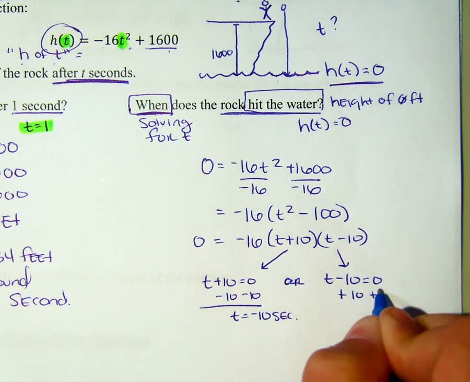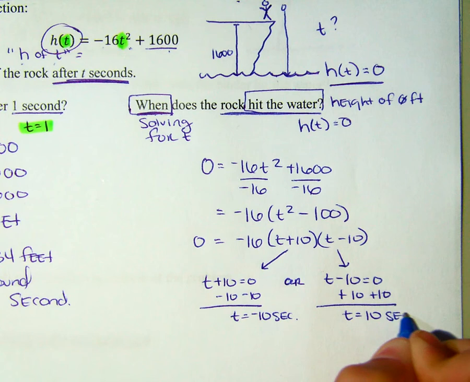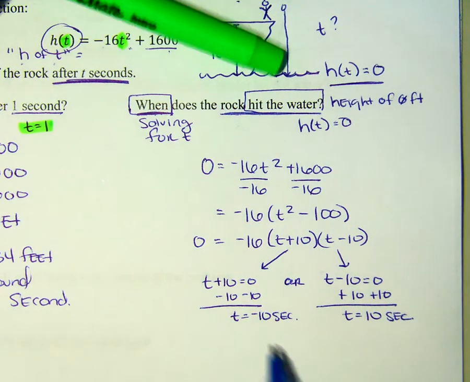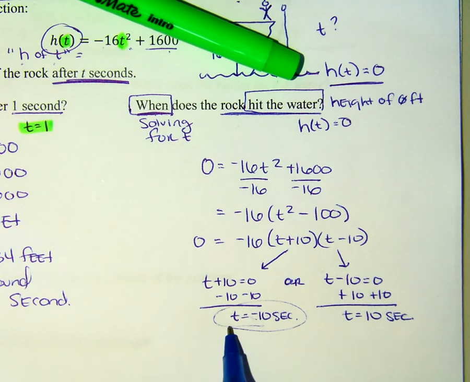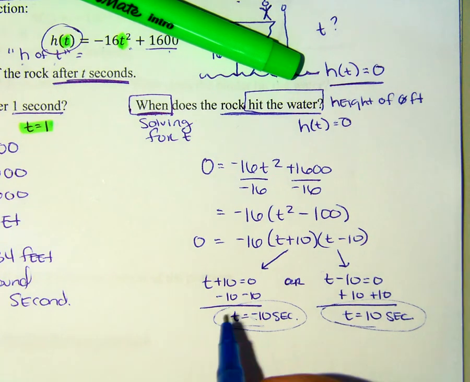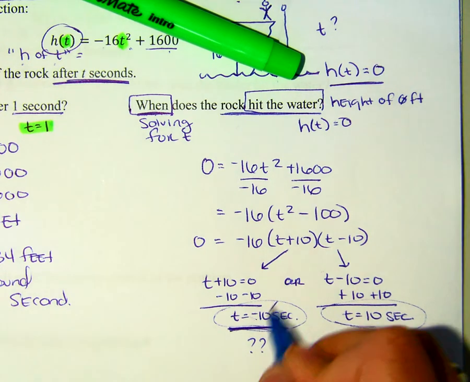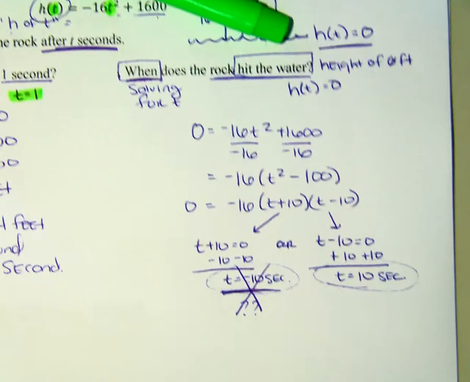Add 10, t equals a positive 10 seconds. So when does it hit the water? It hits the water after negative 10 seconds. It hits the water after positive 10 seconds. Does it make sense that the rock hit the water after a negative 10 seconds? Do you know what a negative 10 seconds looks like? So we actually throw that answer out.